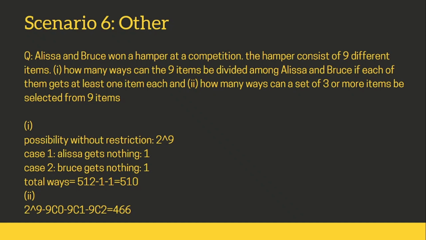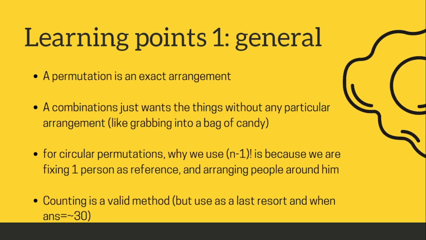Then for part 2, how many ways can a set of 3 or more items be selected from 9 items? So it's similar to the first part. You take 2 power 9, but then you minus the scenario where 0 items are chosen, minus the scenario where only 1 item is chosen, then you minus the scenario where only 2 of the items are chosen. Then you get 466.